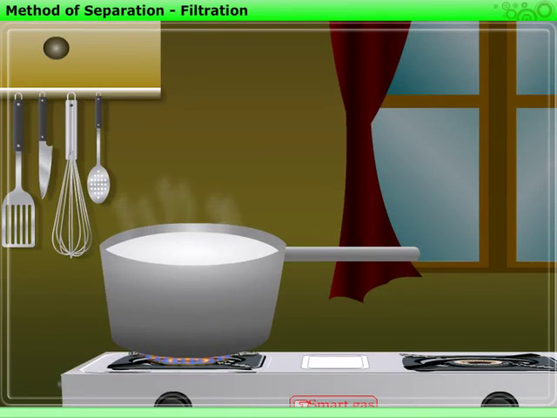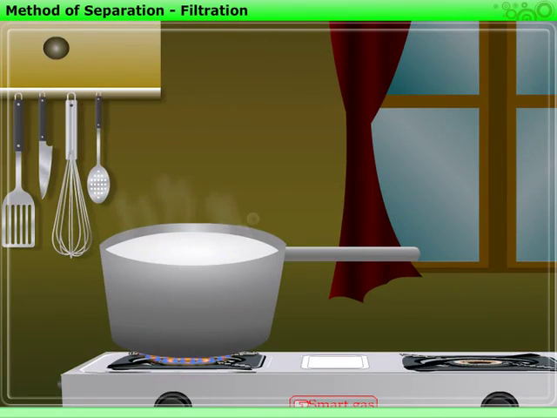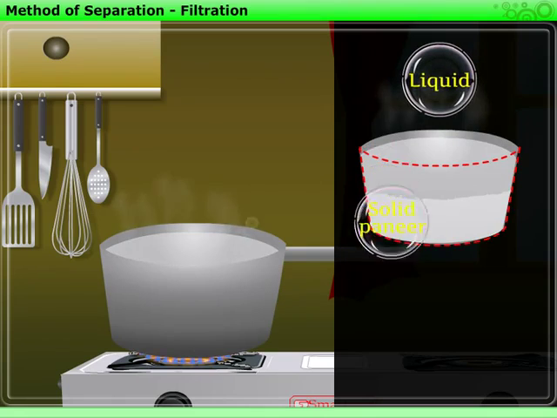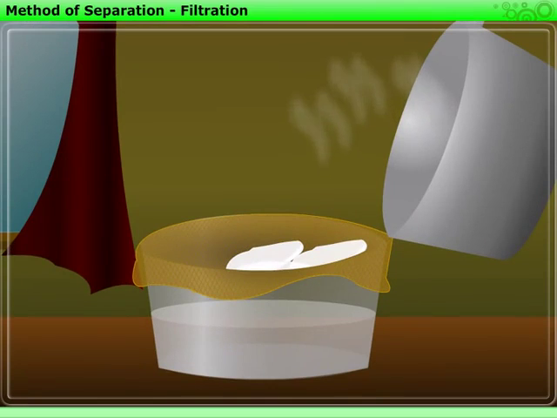In the making of paneer, a few drops of lemon juice are added to milk as it boils. This breaks the milk into particles of solid paneer and liquid. By filtering the mixture through a fine cloth or a strainer, the paneer gets separated.